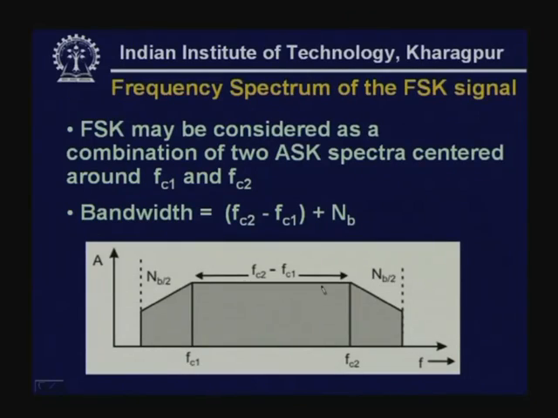So, here is the frequency spectrum of the FSK signal. FSK may be considered as a combination of two ASK spectra centered around Fc1 and Fc2, as I mentioned. So, the bandwidth is equal to Fc2 minus Fc1, and then on either side you will have NB by 2. So, the total bandwidth is Fc2 minus Fc1 plus NB. So, the bandwidth requirement is higher in the case of an FSK signal.